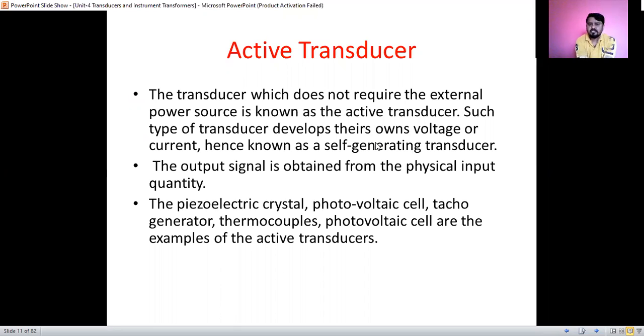So like that, tacho generators are there, thermocouples are there, solar cells are there. These are the examples for the active transducers.